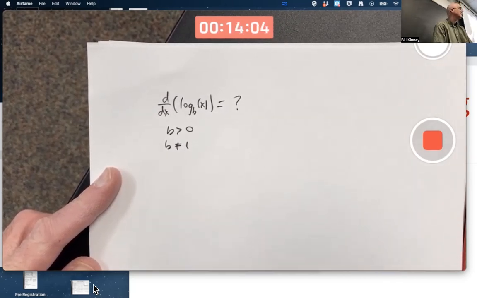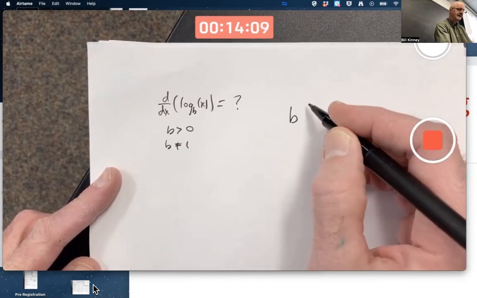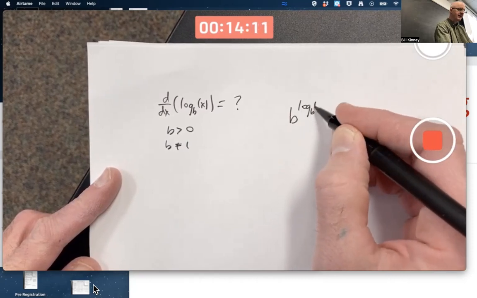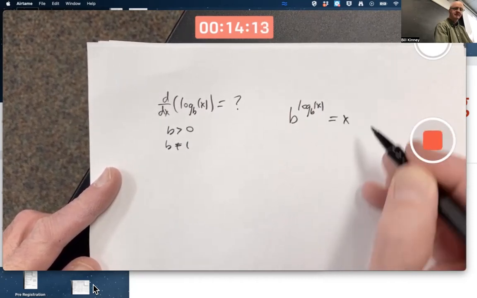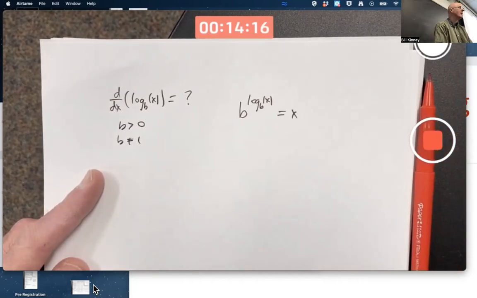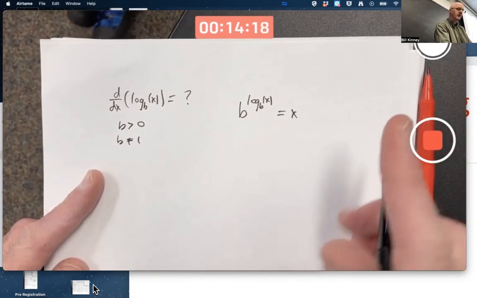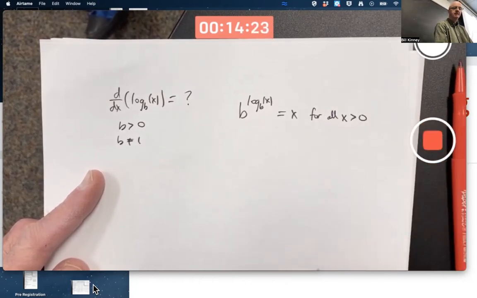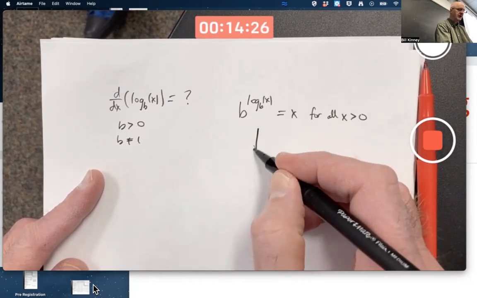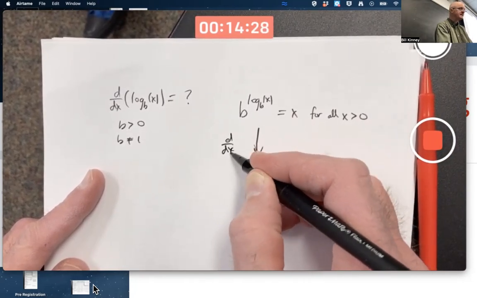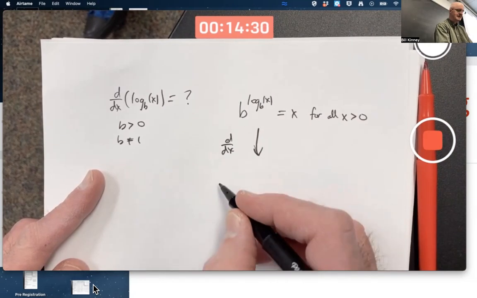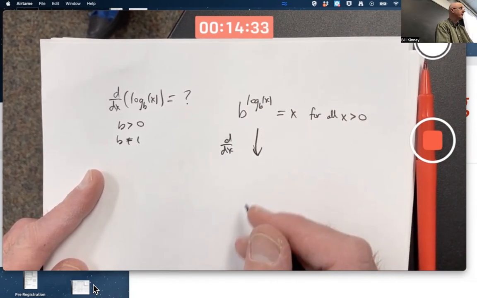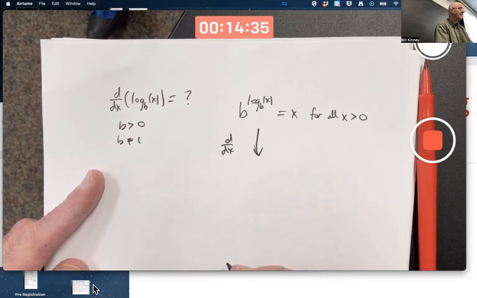One more time, using the chain rule to do a derivation here. We have this identity, b to the log base b of x equals x. Once again, this equation is true for all positive values of x, just like with the natural log. Differentiate both sides, use the chain rule on the left side. We know the derivative of b to the x, right? You remember it? It was natural log of b times b to the x.